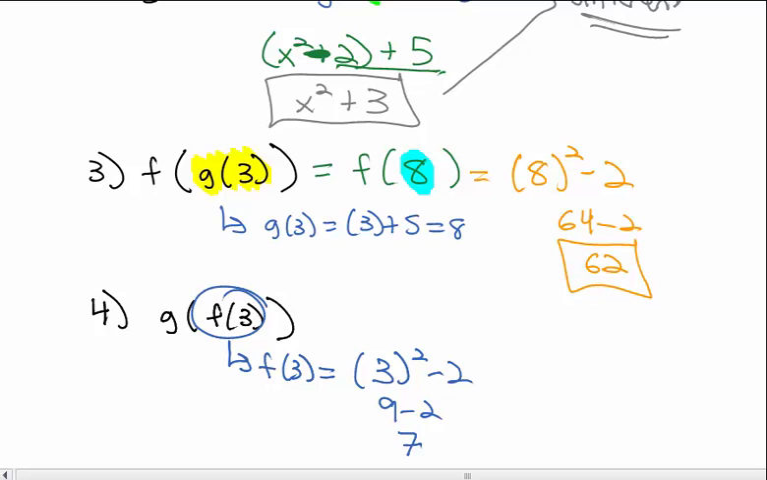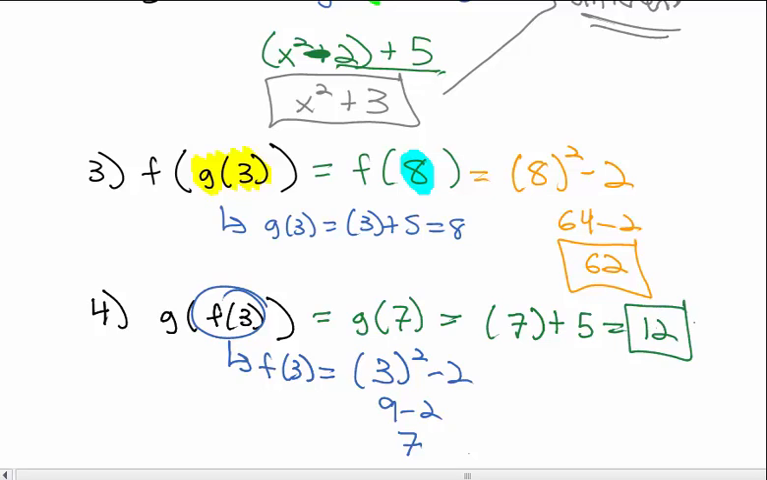So essentially, that inside stuff is 7. We're finding g of 7. And remember, g is just stuff plus 5. You should have that up on your notes a bit. What we're really saying is now 7 plus 5 is equal to 12. So g of f of 3 is 12. Again, very different from f of g of 3. The order is going to make a very big difference.